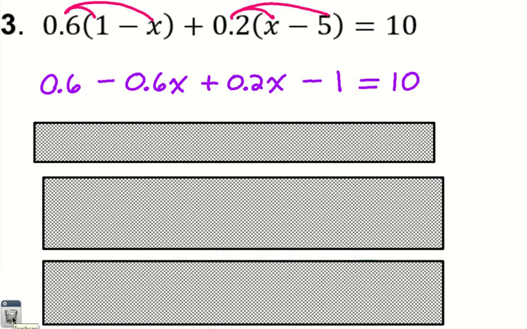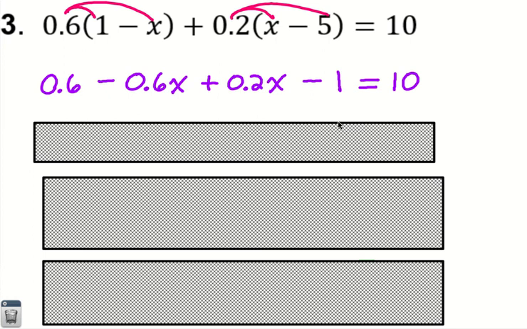And then likewise in the other distributing situation. All right, so 0.2 times x is just 0.2x, and then 0.2 times minus 5 is just minus 1. Okay? And now we look to what? What do we need to do next?